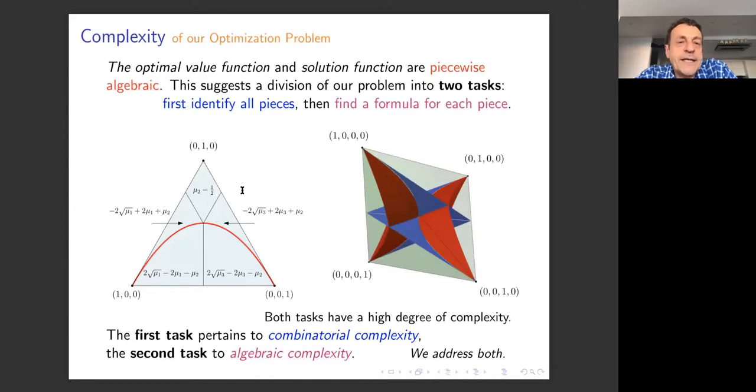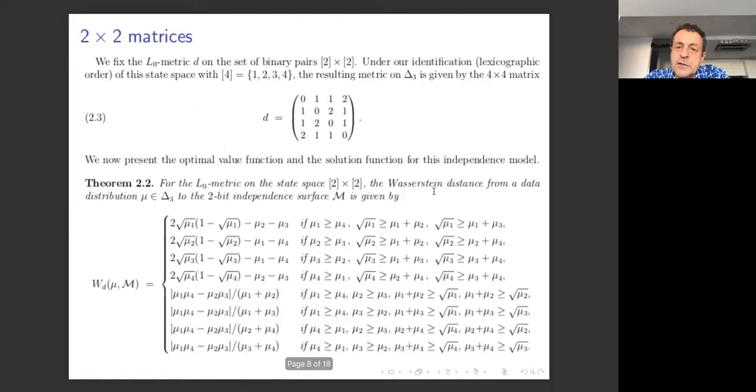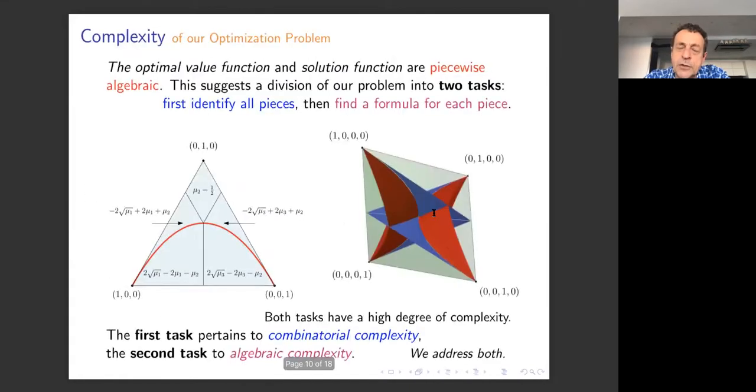Let's talk about the complexity of this optimization problem. And I like to make a point that, in my view, applies to many, many optimization problems, polynomial optimization problems. The first observation is that the optimal value function, as well as the solution function, is piecewise algebraic. Right? So you can see this. There's a case distinction of inequalities. So they are algebraic inequalities. And on each piece, we have an algebraic function. So this is a piecewise algebraic function. Solving the optimization problem means evaluating a piecewise algebraic function.